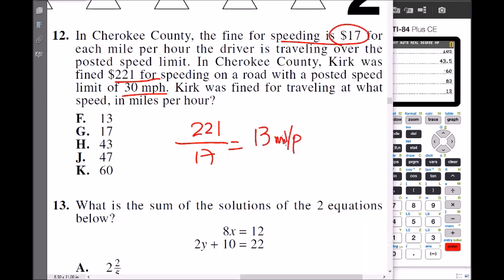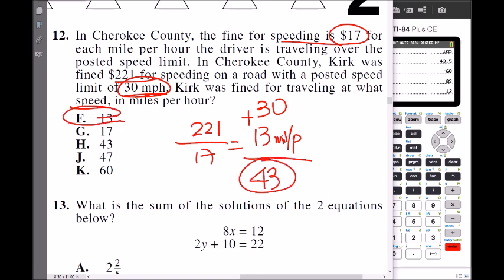But the thing is, it's asking how much he overspeeded, but it is about what the actual speed was. So the speed limit was 30, but he increased it by 13, so the total is 43. It's not just asking for the overspeed miles, it's the actual speed, so you have to add 30 to it.